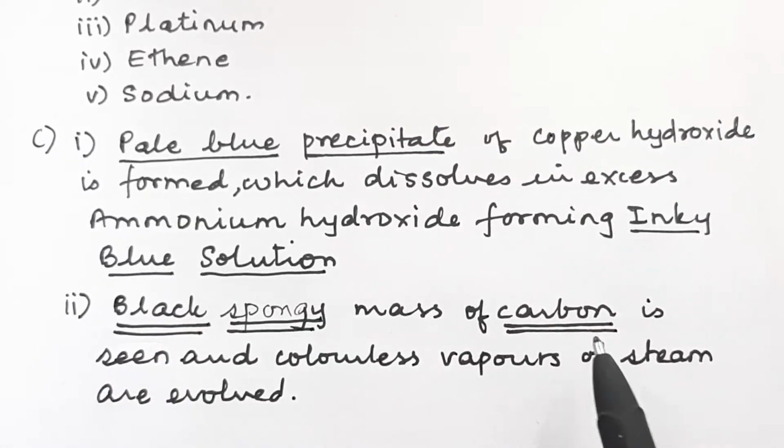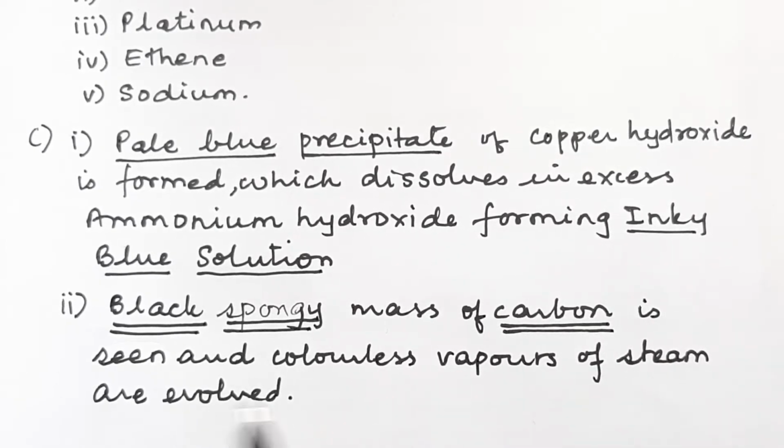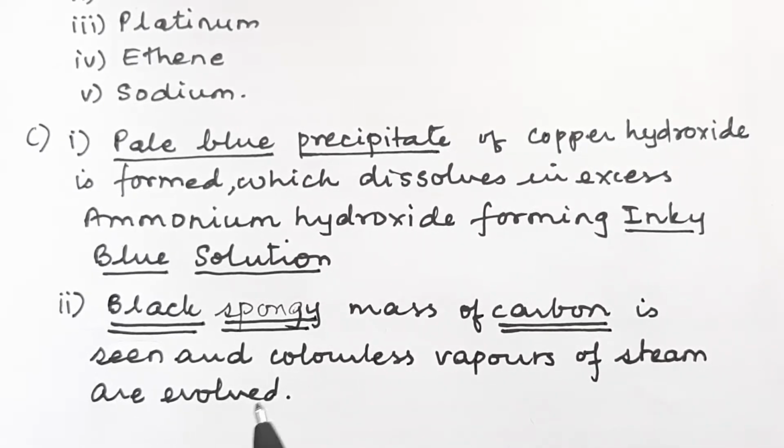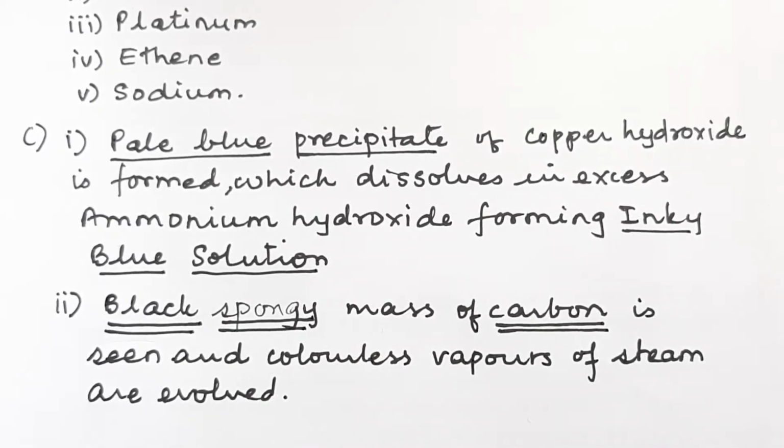Black spongy mass of carbon, can you see the keywords are underlined? And colorless vapors of steam are evolved. Even if you don't write this, this is fine, but this is the main observation. Let's move on to the third one.